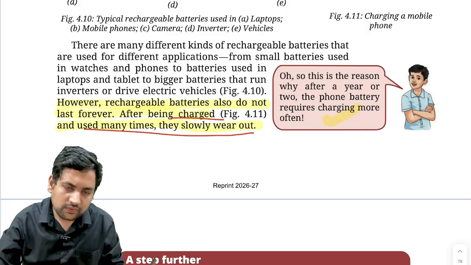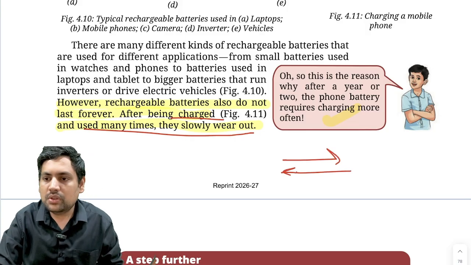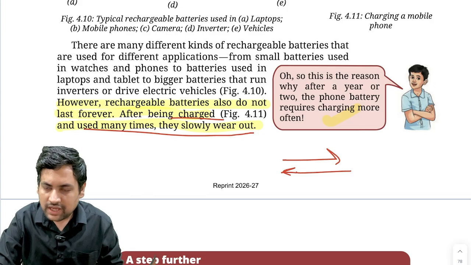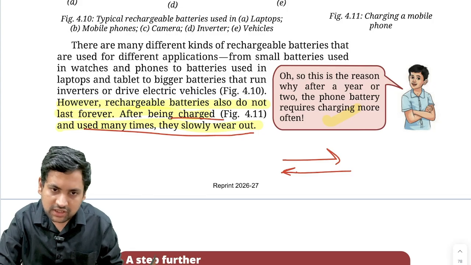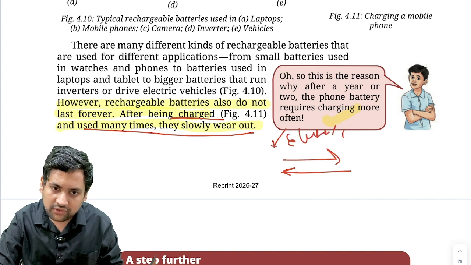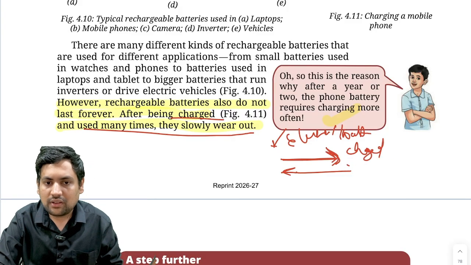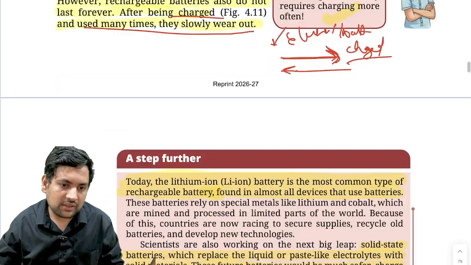So what do rechargeable batteries provide you? They provide you flow in two directions. At one time it is providing energy, so let's say from here to here the flow is there. Now, if you connect it to some form of electricity or some other battery, it forces ions in the opposite direction, and now it is charged. Okay, so this is how rechargeable batteries work.